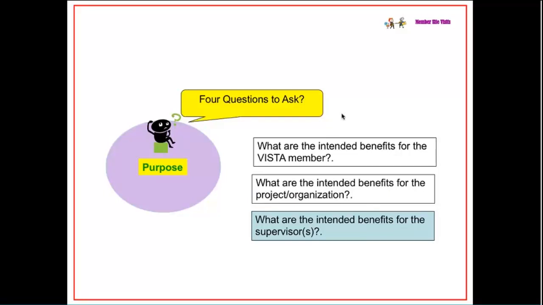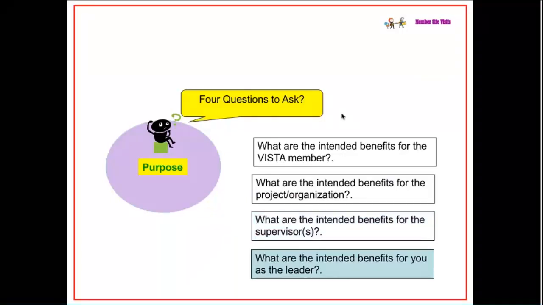Then, what are the intended benefits for the supervisors? So, me doing a member site visit, what are the advantages or the benefits that it's going to bring for my own supervisor as well as for the VISTA members' supervisor? Question number 4, what are the intended benefits for me as a VISTA leader? What is the purpose for me, or what are the outcomes for me doing this member site visit as a leader?